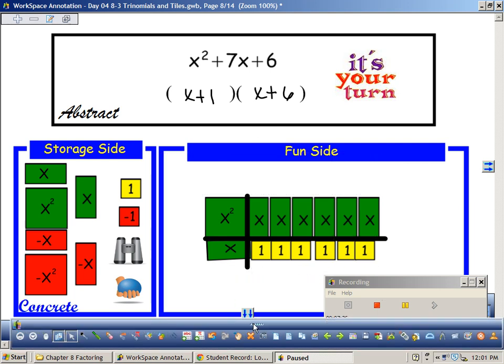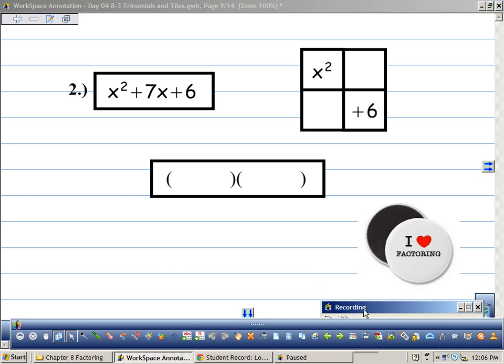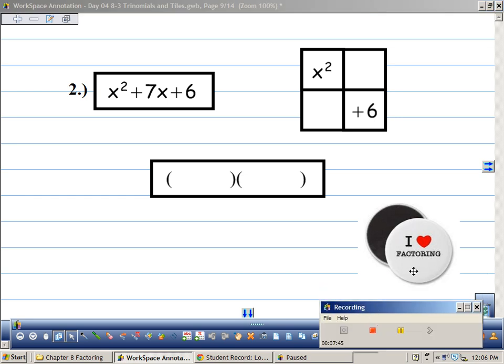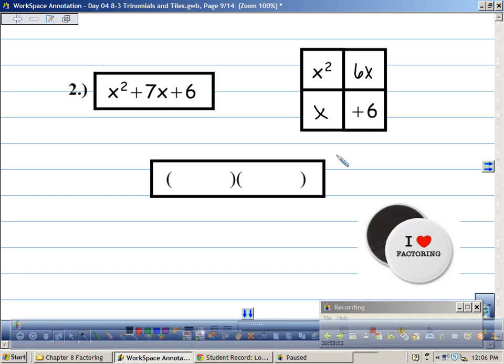Take all that away. Now do you see it? Better? All right, so let's arrange it. Look how cute. I heart factoring. I wish I had a button like that. What? You think so? Okay, so what do I put in these two boxes? How did I break up 7x? 6x and x.